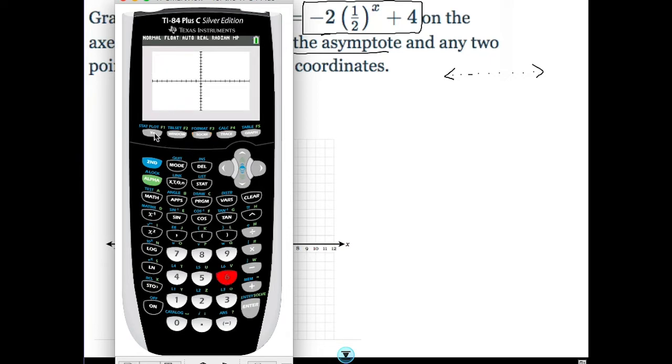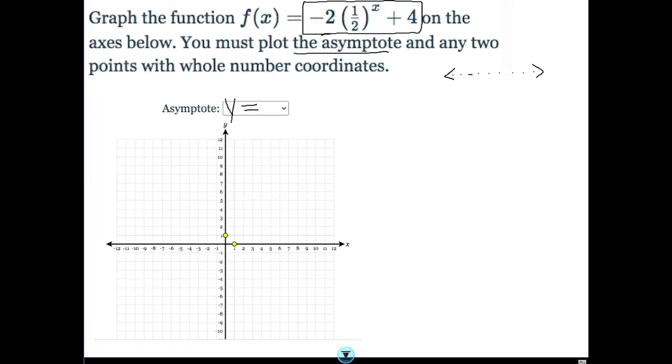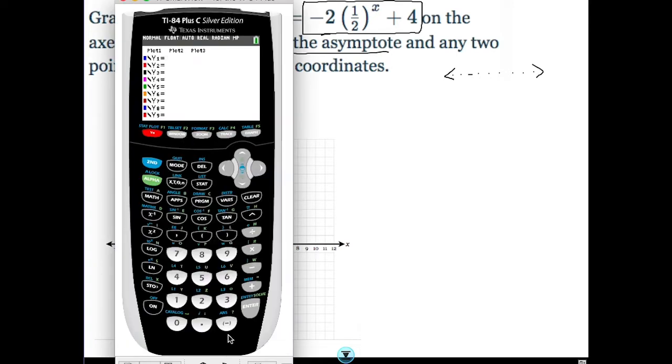Okay, let's go back to y equals. What we're going to do is type in this function we see here. Oh boy, I lost my calculator. Sorry about that. Minus 2, parenthesis, 0.5 or 1/2, whatever you want to use. 1/2 is a rational decimal. The exponent is x, and then we want to go plus 4. The second thing we're going to do is hit graph. Let's just take a peek at it.